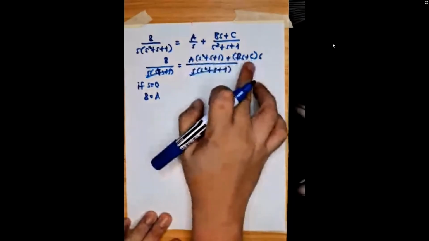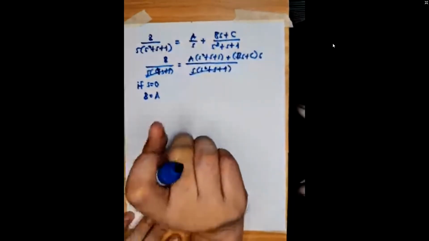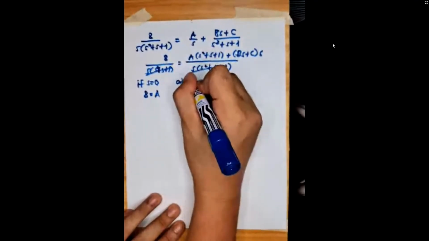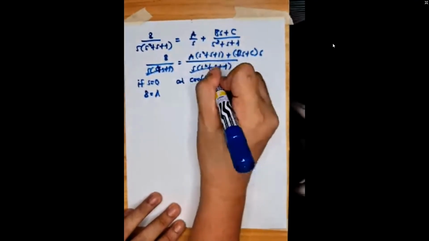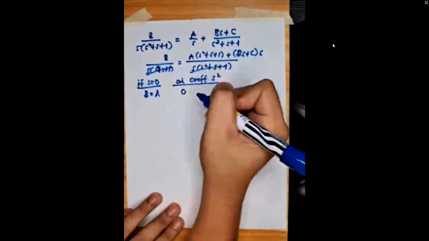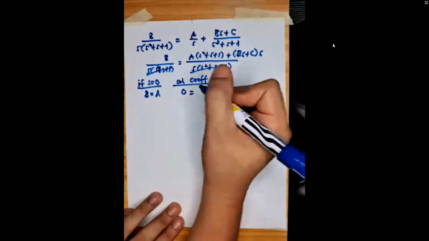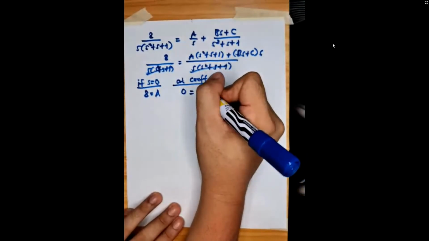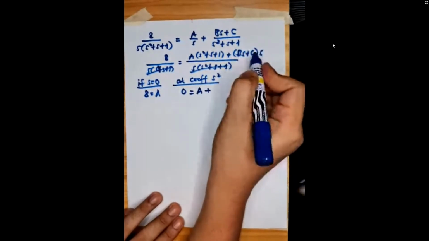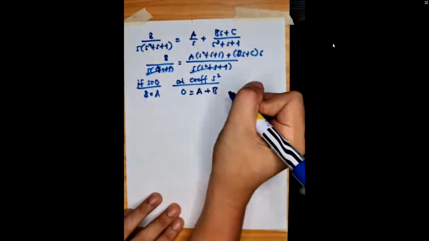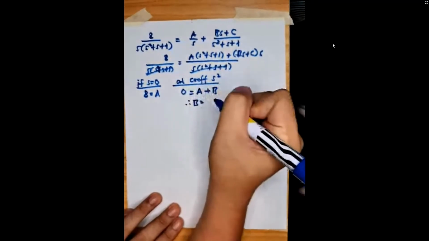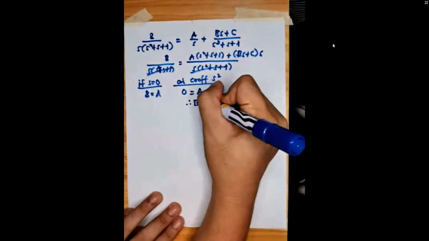0, 0, 1. This is zero. Ayan na. At coefficient of s squared, so this is 0. It's equal to a plus b. So therefore, b is equal to negative 8.